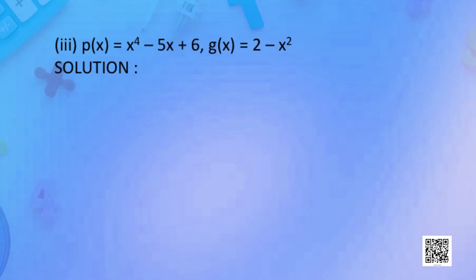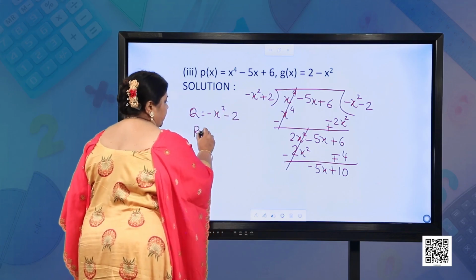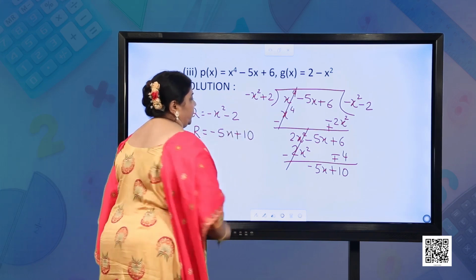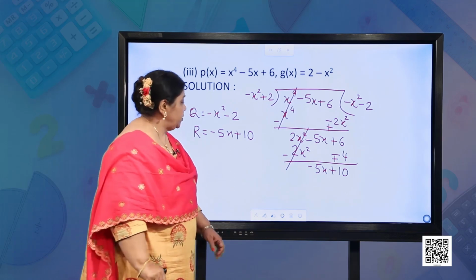So, what is the quotient? Minus x square minus 2, and what is the remainder? Minus 5x plus 10. I hope you have understood this. So, let us look into the next question.